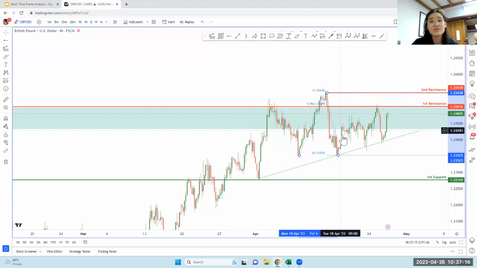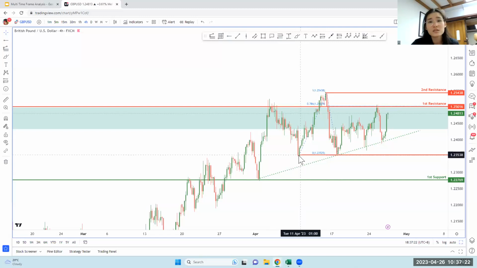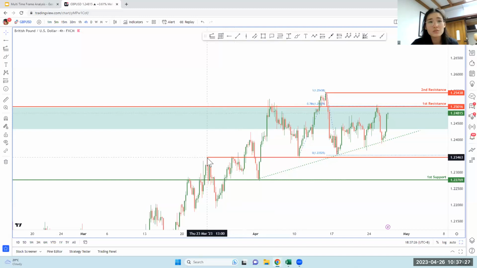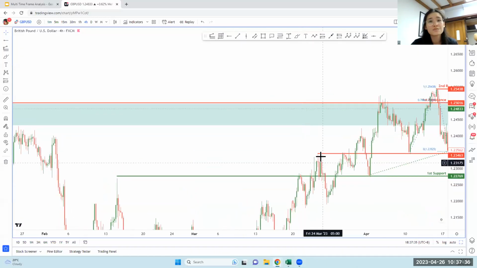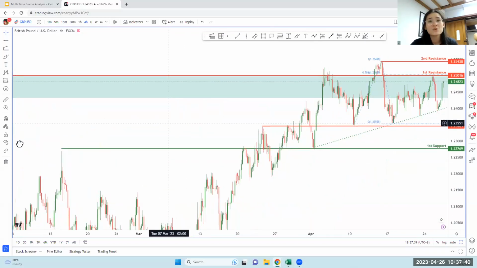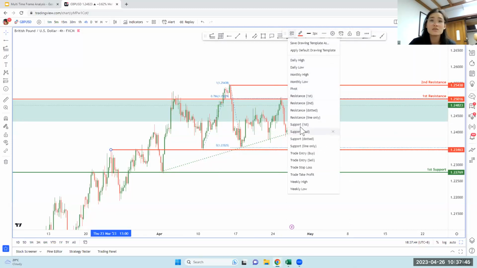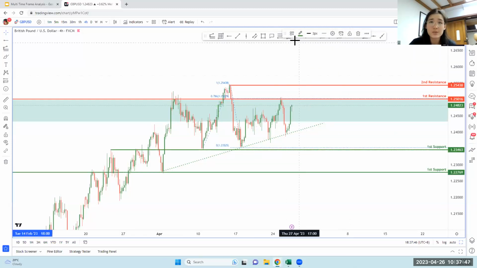Okay, I can see my first support over here. I have another first support over here with two swing lows. Let's see if I can pull it back more. Okay, yeah. So here instead is going to be my first support, and here will be my second support.